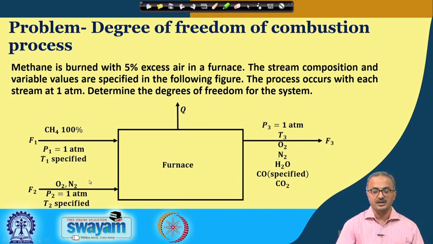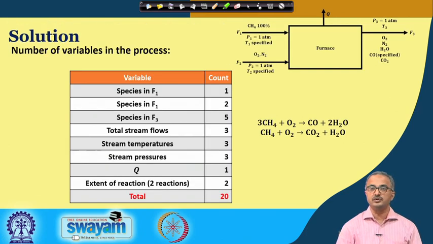But what changes is this: the inlet streams will have certain temperatures. Due to the combustion, the temperature of the outlet stream will be different from the inlet stream temperature. And here it has been shown the Q, that is, if there is any kind of heat exchange between the furnace and the surroundings. With this information, now we shall be doing the degrees of freedom analysis to figure out whether this problem has been defined properly or not, so that we can solve for the unknown variables.